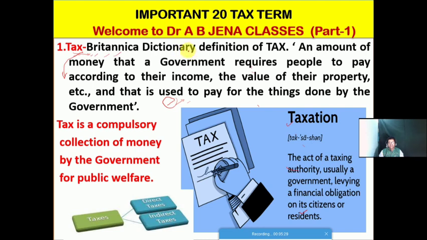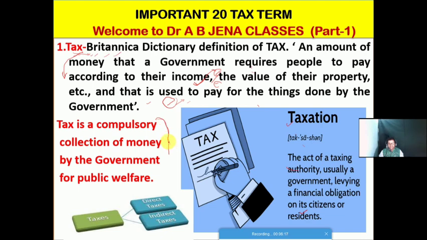Friends, now the formal definition. The Britannica dictionary definition of tax: an amount of money that a government requires people to pay according to their income. As per our income we will pay the tax, and there is a tax bracket. Every year the budget is prepared and presented by the finance minister of the Government of India, as well as the finance minister of a state government, based on the value of property, etc., and that is used to pay for the things done by the government.